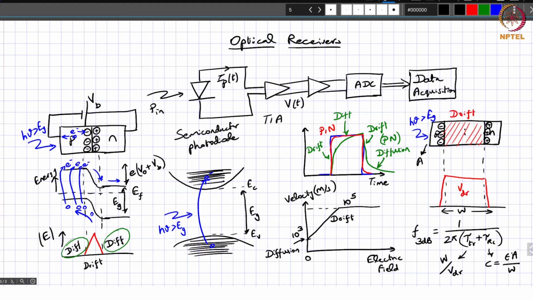So what you typically do is you work with this area. If you can make the area relatively small, you can keep this capacitance value small, which means you can make this RC time constant small with respect to the transit time. So you get to a point where you are typically working with W to have a control on the transit time, and through that you can achieve the necessary 3 dB frequency.